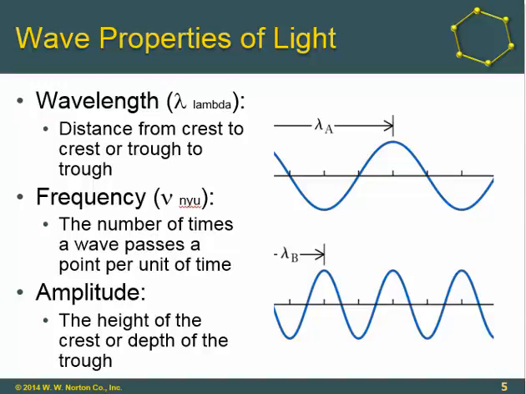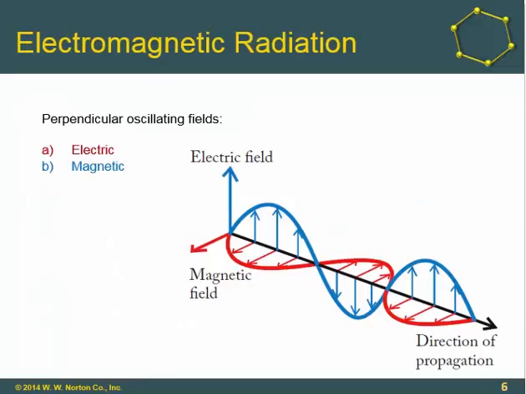Now, electromagnetic radiation is called electromagnetic radiation because it has two components to it, an electric component as well as a magnetic component. We're not going to go into too much detail about these different components, but I just wanted to point out that's where the name electromagnetic radiation comes from, the two different components that make it up.